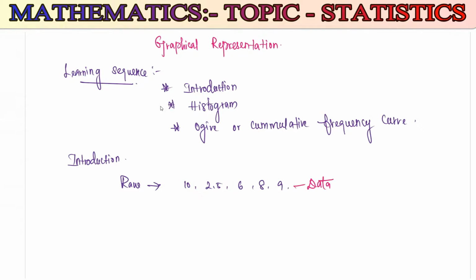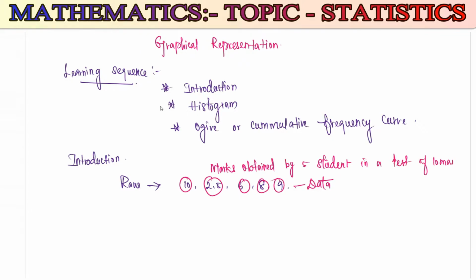Now we are going to consider given values. It is marks obtained by 5 students in a test of 10 marks. This we used to call a raw form. The next one is the grouped form. What is meant by grouped form?